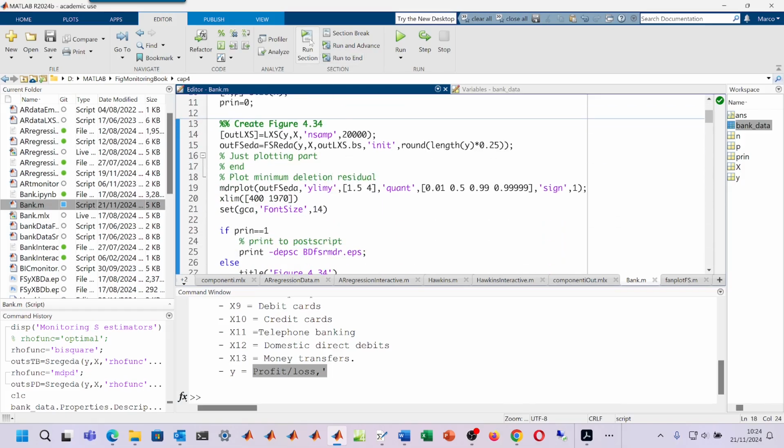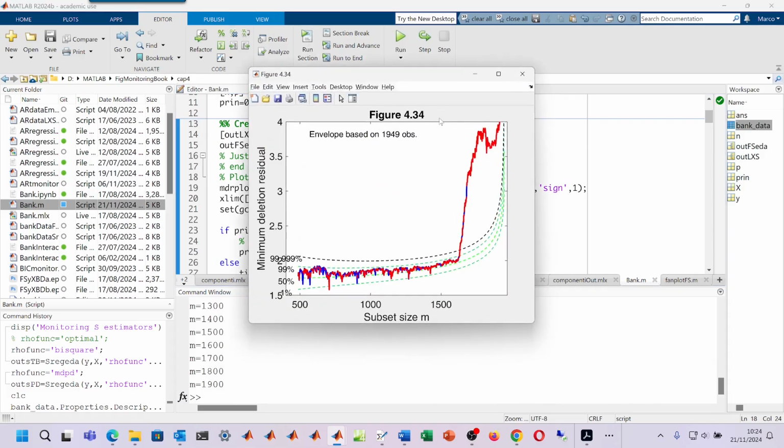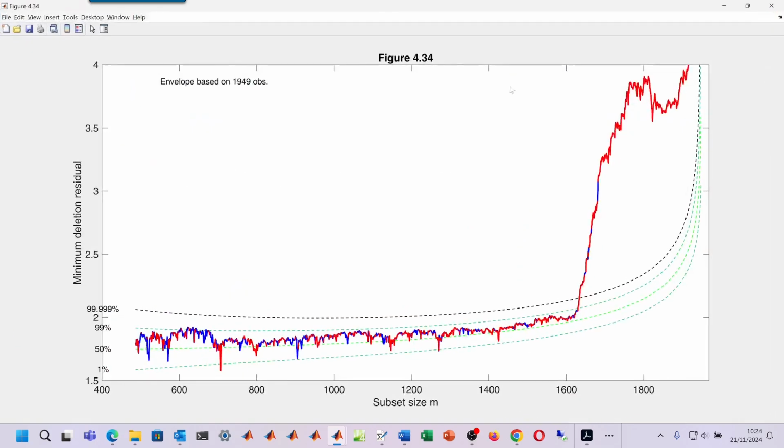We start with an analysis of the minimum deletion residual. So we fit the model by least squares using the forward search. On the x-axis you have the subset size, then also shown are the confidence bands, and the red dashed line is the 99.999% confidence band.